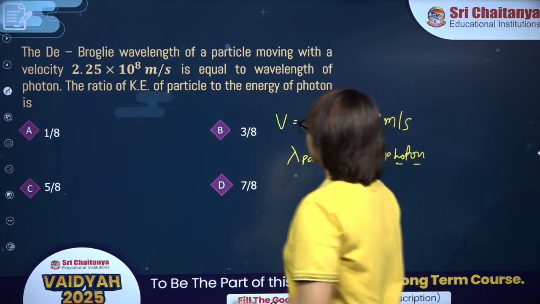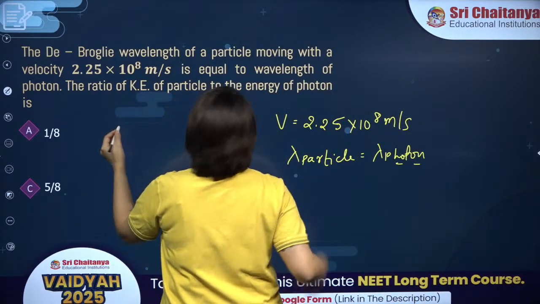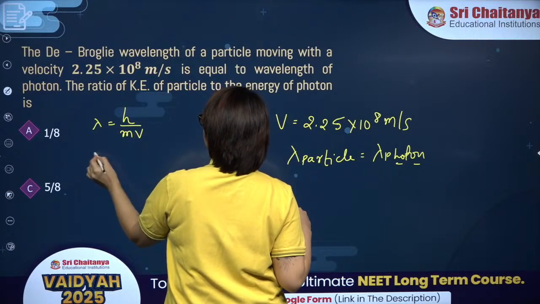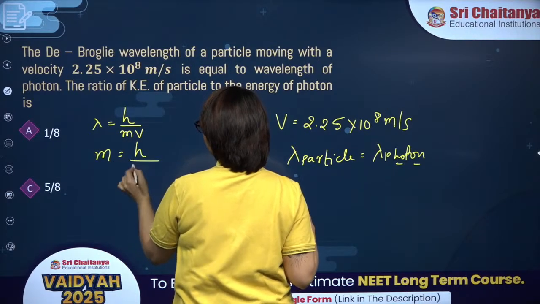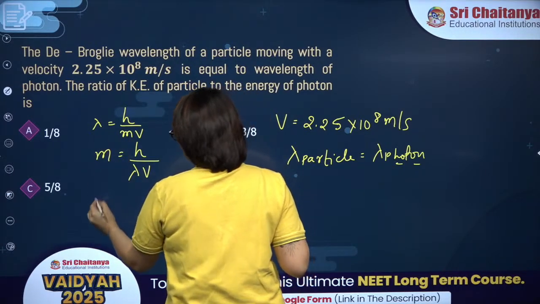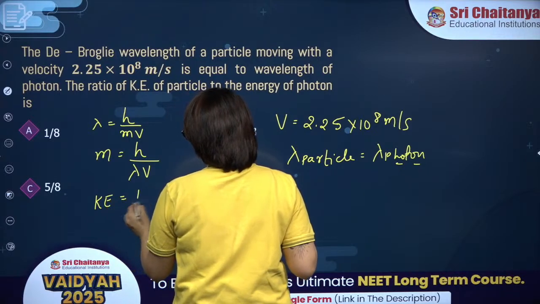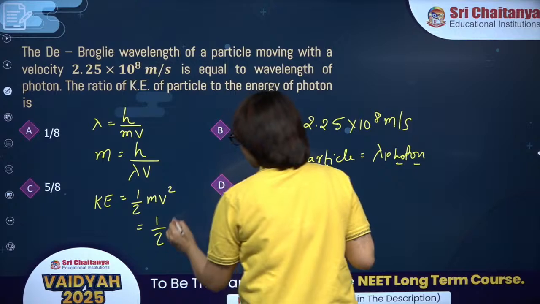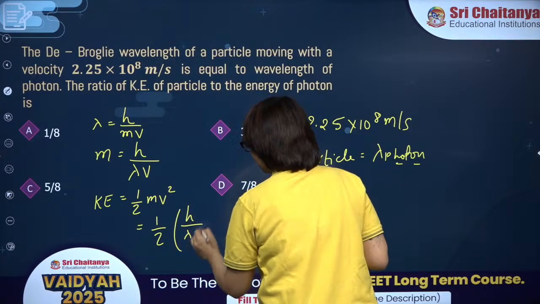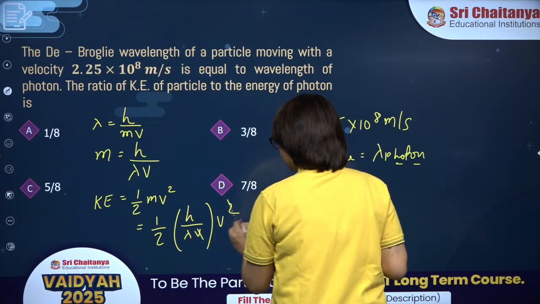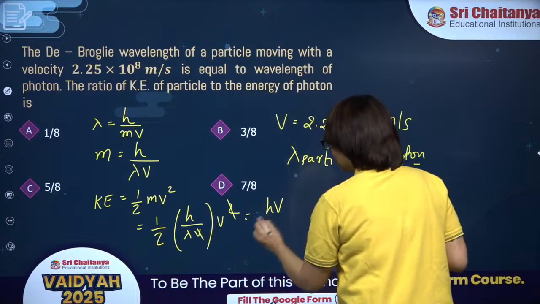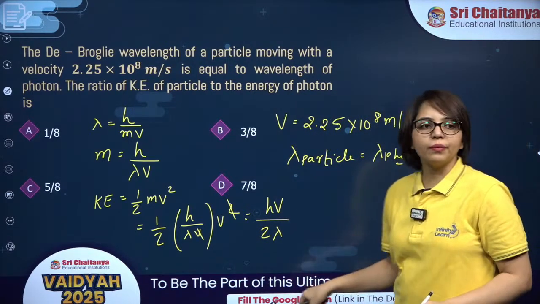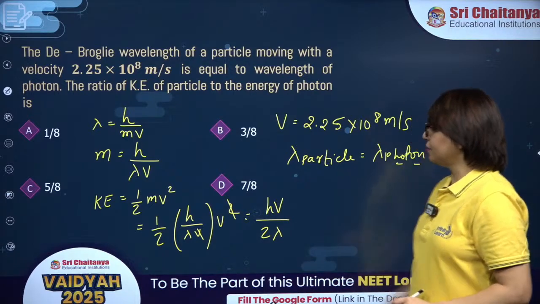So we have the de Broglie wavelength of the particle as h upon mv. So from this one, the mass of the particle is h upon lambda v. Now you can find the kinetic energy of the particle as half mv square, which is half into h upon lambda v into v square. V and v cancel, so it is hv divided by 2 lambda. Right, this is the kinetic energy of the particle in terms of lambda and v.